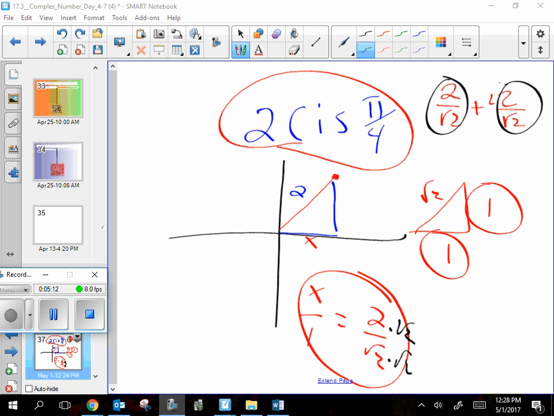Yes? Then wouldn't that make the legs root 2? Yup. So watch what happens. This squared, which is what? This squared, which is what? Equals that squared, which is 4. So 2 plus 2 makes 4. It worked.